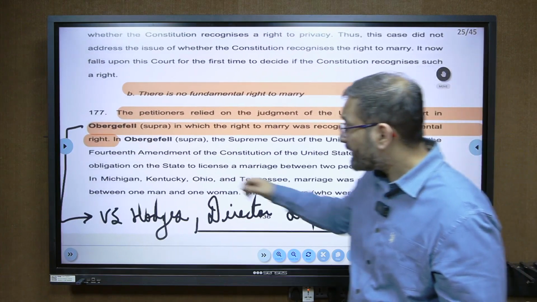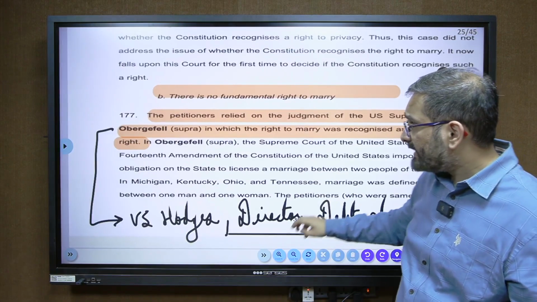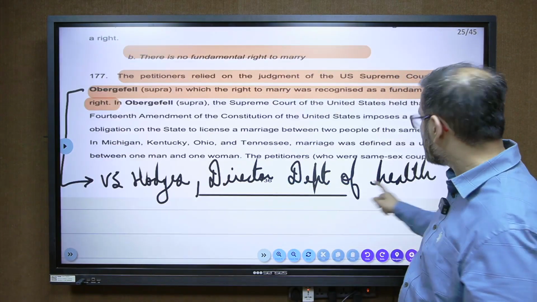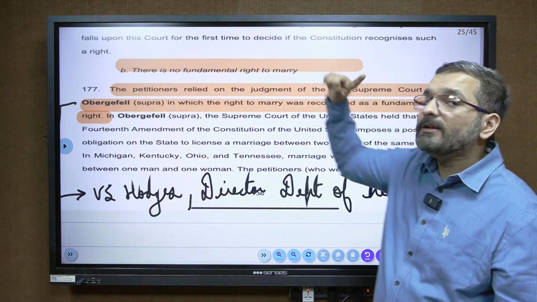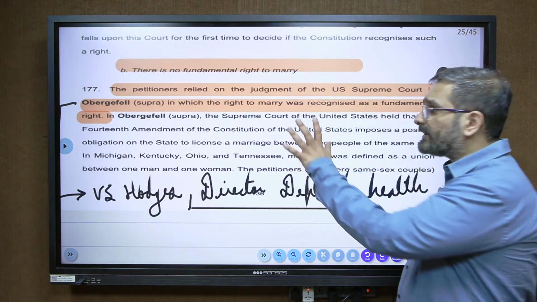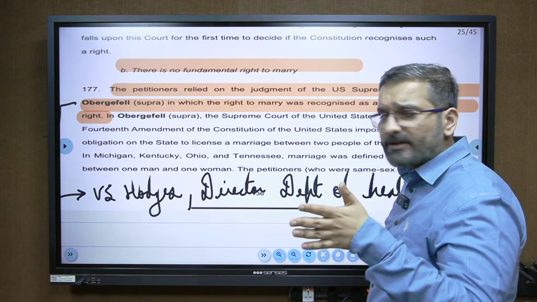Now we go to another US case law which CLAT people will like a lot. That is Obergefell, if I am pronouncing this correctly. So Obergefell versus Hodges, Director of Department of Health, in which the right to marry was recognized as a fundamental right by the Supreme Court of USA. So they can give you a standard MCQ with the following case laws, like Marbury versus Madison for judicial review.